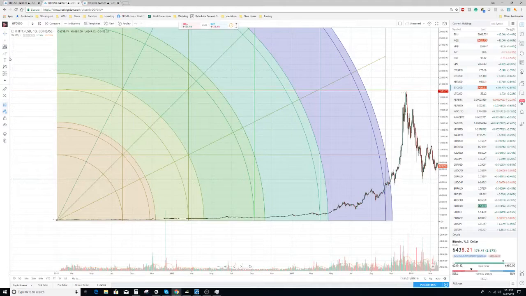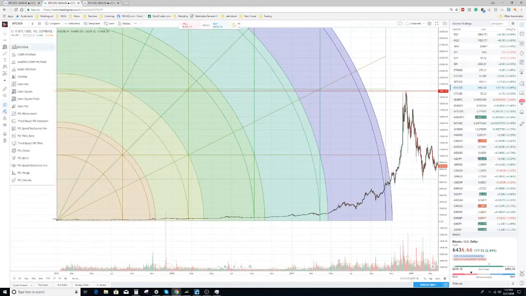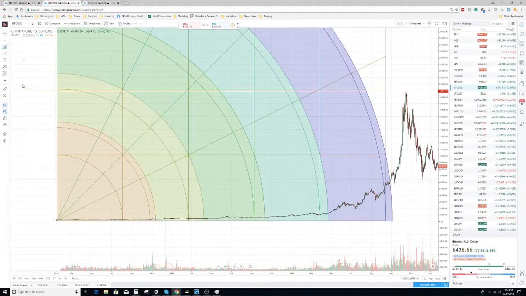The next thing I need to do is go back up to that same toolbar where I got the Gann square fixed. And now I want to go to the Gann box. Now the Gann box is just a name. It's just kind of a name for any square that Gann used.